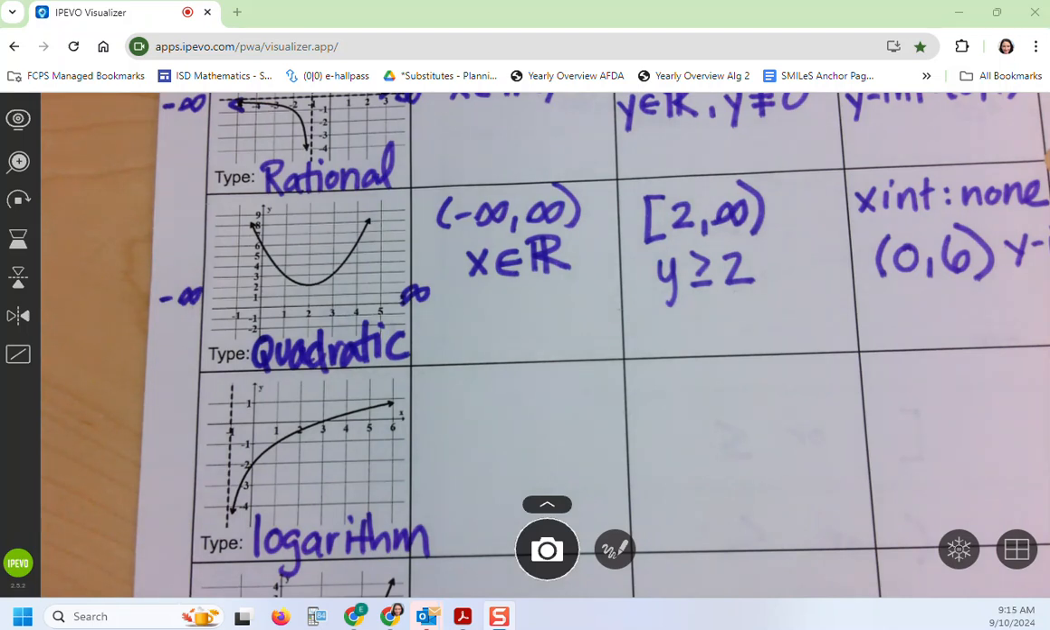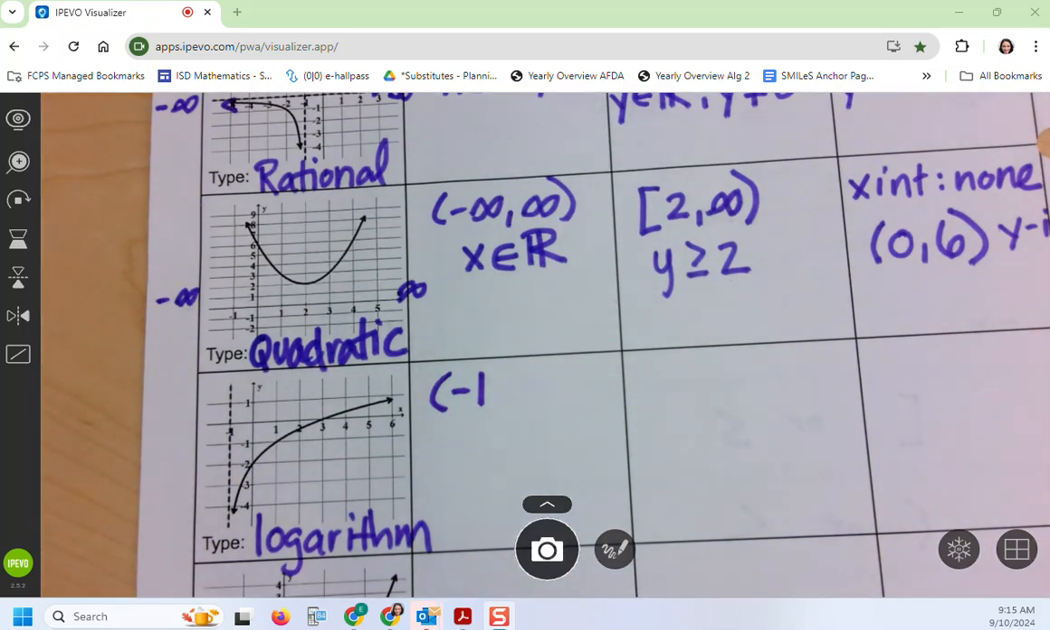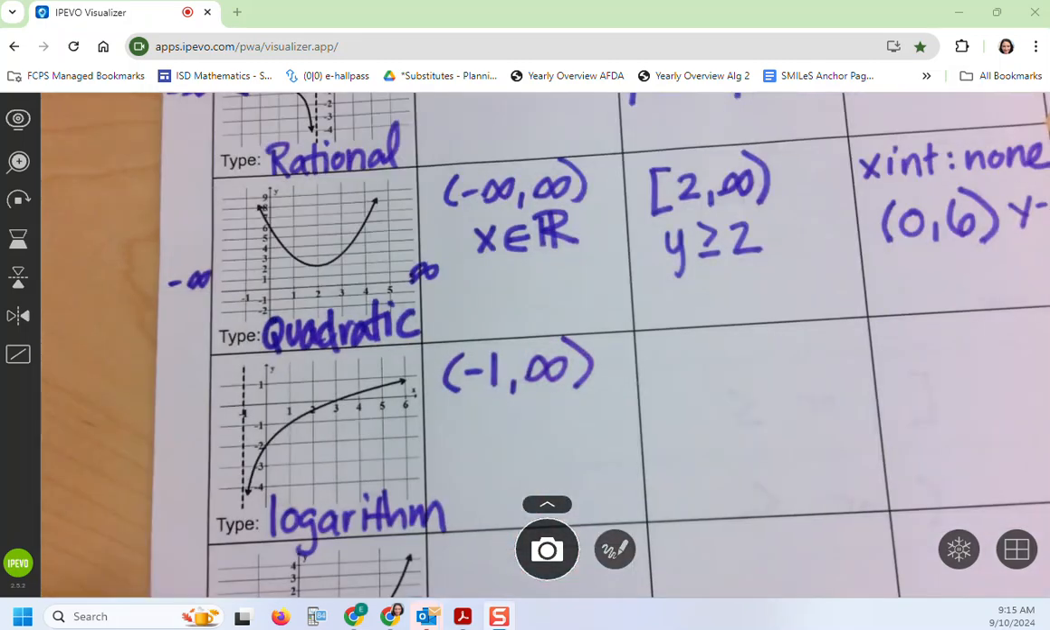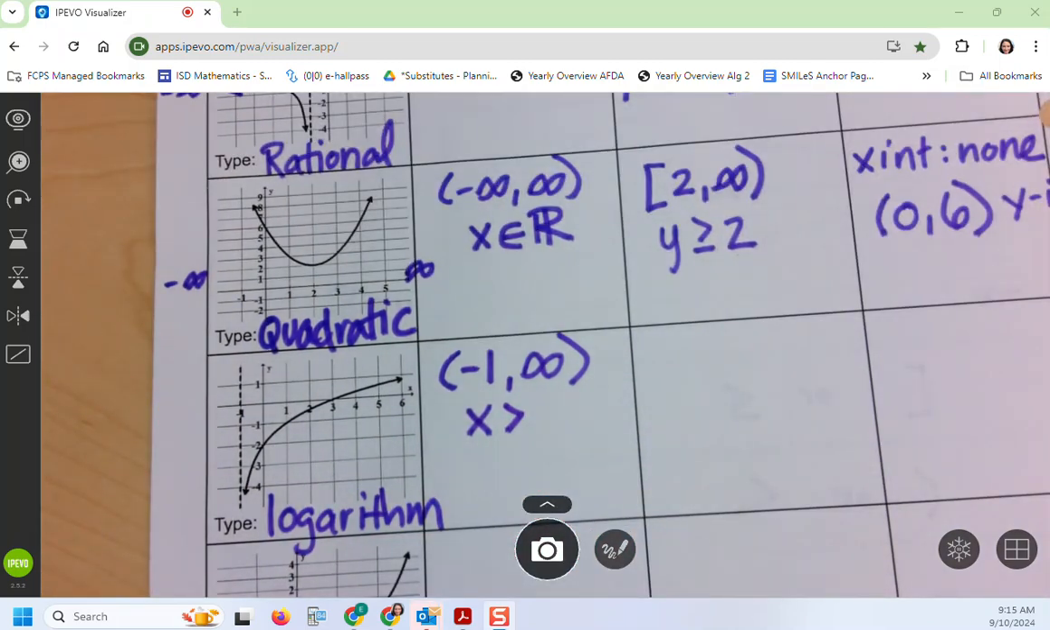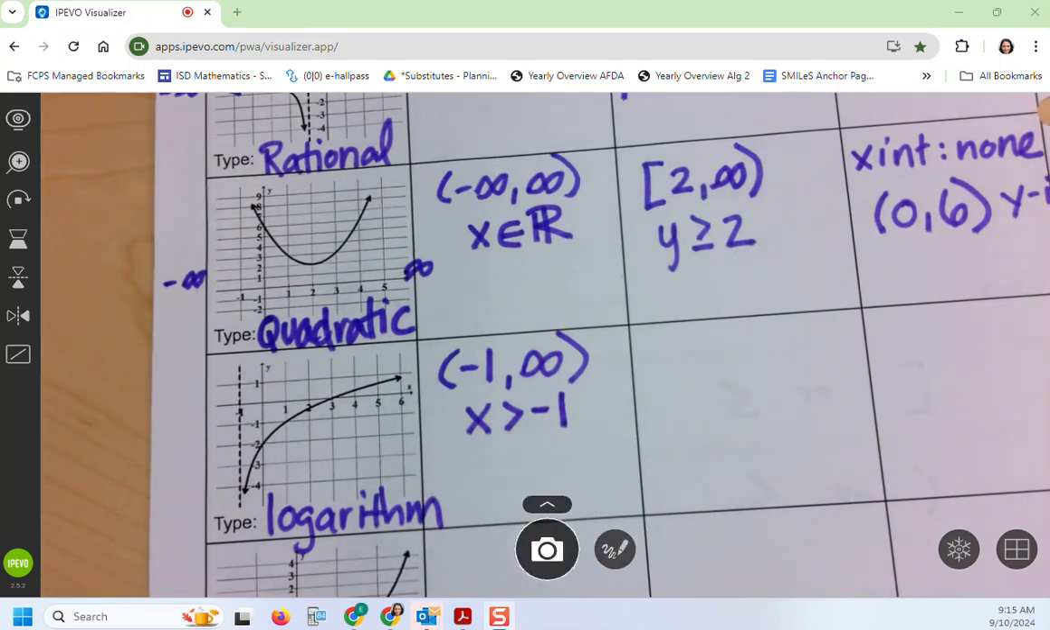Okay. Your domain starts right after -1. Remember, it can't include -1 because there's an asymptote there. And then it continues to the right, which means it goes to what? Infinity, thank you. All right, so all the numbers from -1 to infinity, not including -1. So that's going to be the same as x is greater than what number? -1, right? X is greater than -1. Those are all the numbers that are bigger than -1. Question?